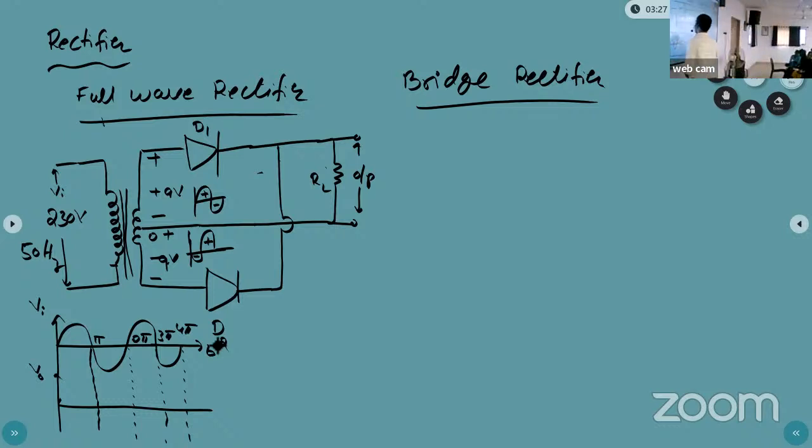Now first apply the 0 to pi duration. Apply this positive half cycle in the first duration, 0 to pi, to the D1 diode as well as the D2 diode. What is the supply, negative or positive? Positive supply. Now I connect this positive supply to the D1 diode. What will be the D1 diode status, forward or reverse? This terminal of the diode is positive, the other terminal negative.